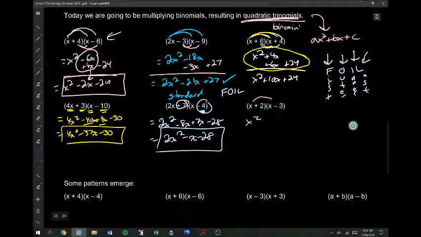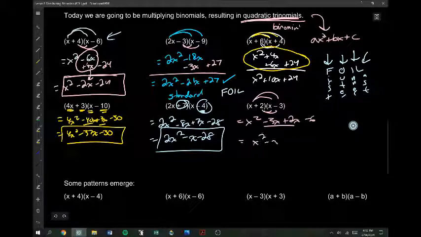X times x is x squared. X times negative 3 is negative 3x. 2 times x is 2x, and 2 times negative 3 is negative 6. Combine my like terms in the middle. It's x squared minus x minus 6.